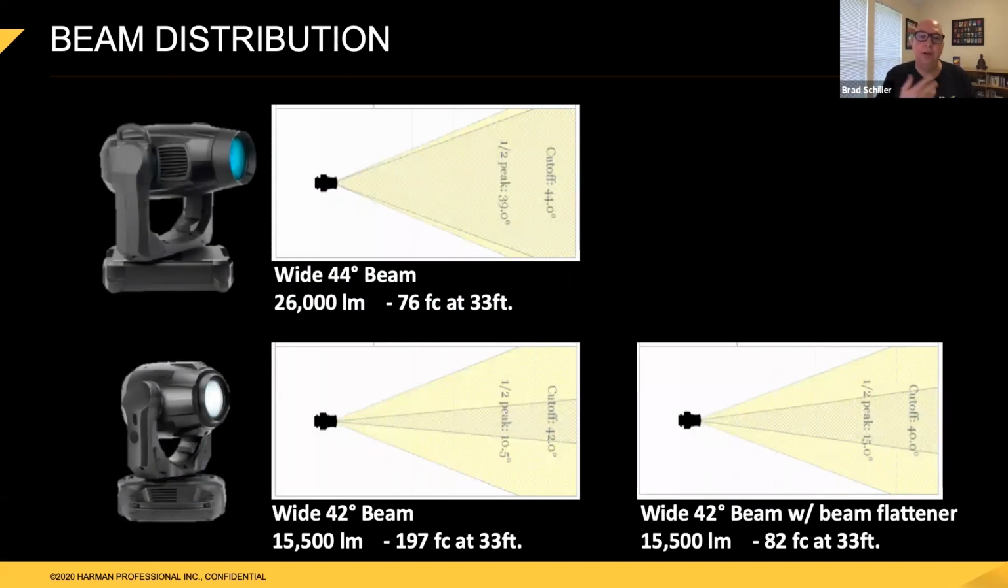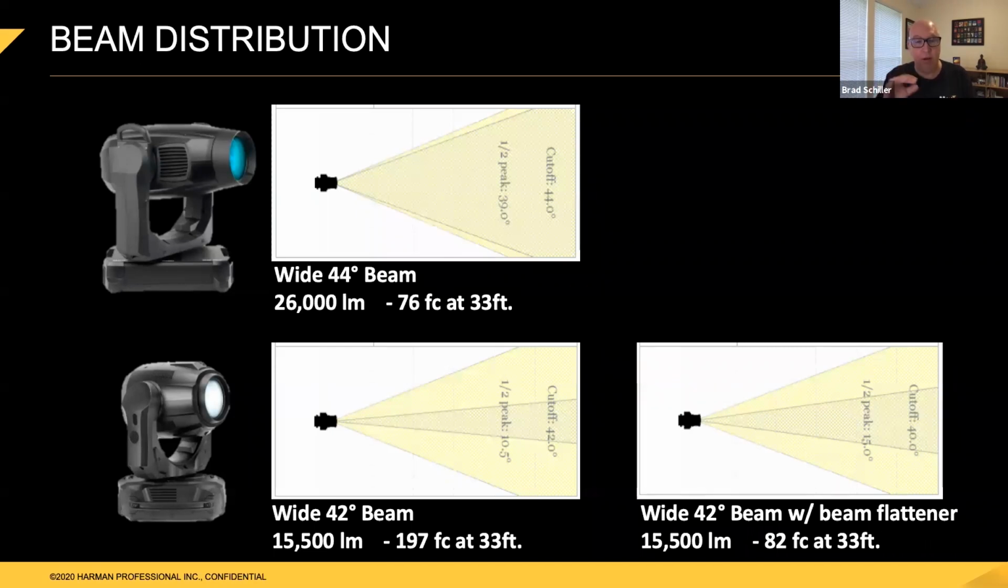You can find out this information, and this is a really great little test to show you a reality of it. On the top of the screen here, I'm showing you the Mac Viper performance. The Mac Viper is listed at 26,000 lumens, a beam angle of 44 degrees at its widest. And it actually measures out at 33 feet away, 76 foot candles. But if we look below, I have the Mac Axiom Hybrid there. Its widest beam angle is 42, so it's pretty close. It's only 15,000 lumens, so almost half the amount of lumen output, but it's 197 foot candles, more than double that at 33 feet.